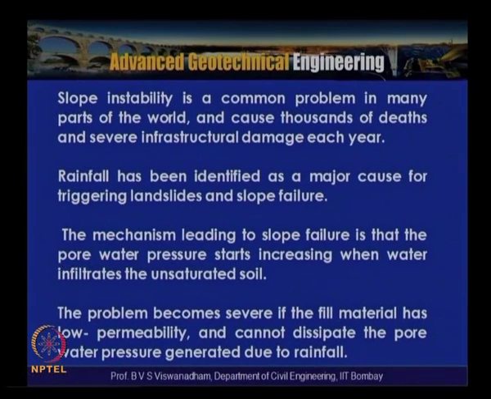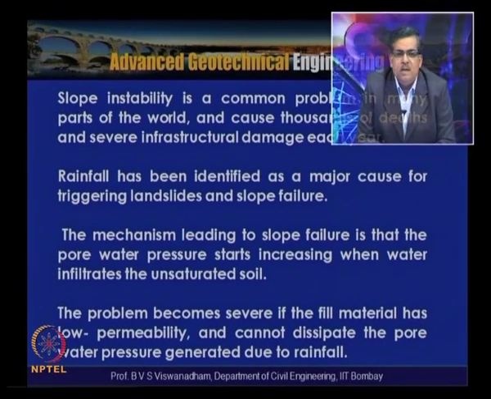So, slope instability is a common problem in many parts of the world, and causes a number of casualties and several infrastructural damages each year. With rainfall, at the onset, the suction, which is the negative pore water pressure, changes into positive pore water pressure, and that leads to the loss of cohesion, and that makes the slopes fail. So, rainfall has been identified as a major cause for triggering landslides and slope failure.